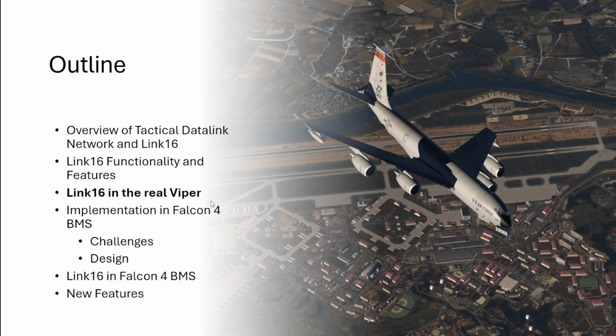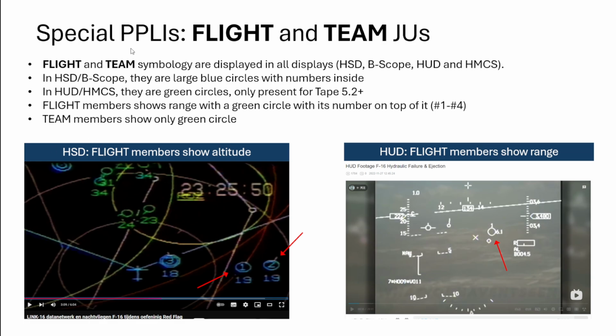So let's take a look now at the real implementation in the Viper. In the F-15, there are no images and figures, just a few snapshots so far, but the real Viper community shares a lot on YouTube and so on, so I can share some unclassified images and videos with you. There are special PPLIs for the F-16 and also for our aircraft, the so-called flight and team JUs. Okay, what are they? They are units that are connected to the network that you subscribe to, that you put in your ICP.